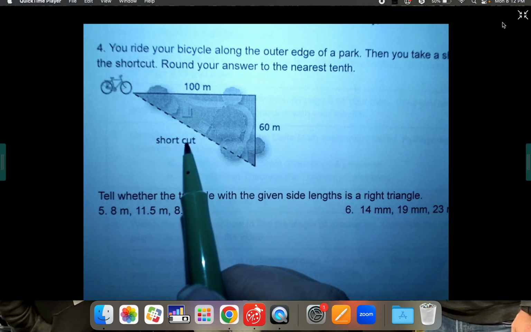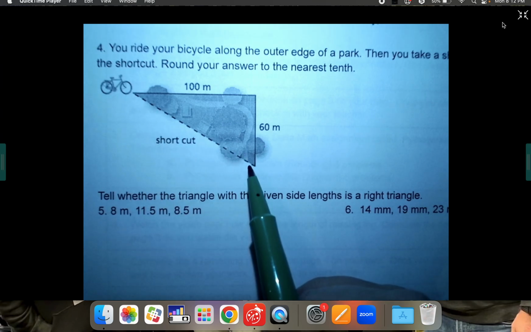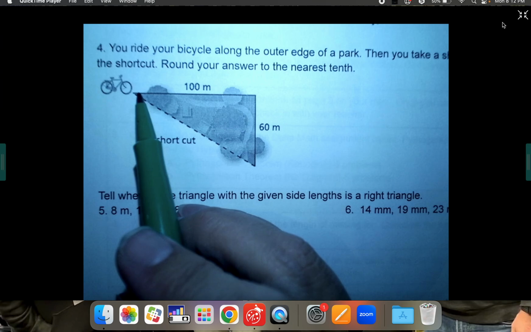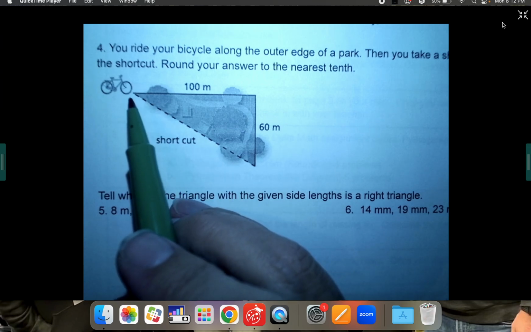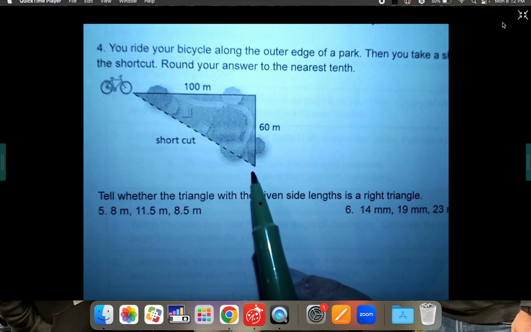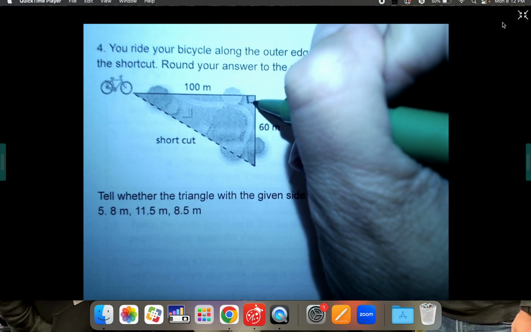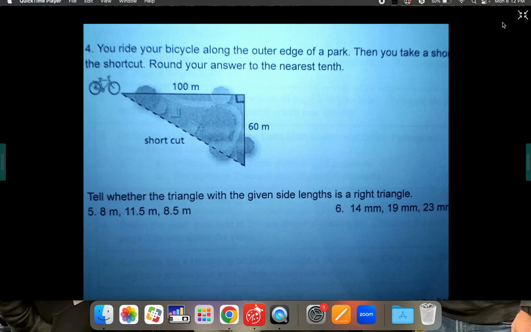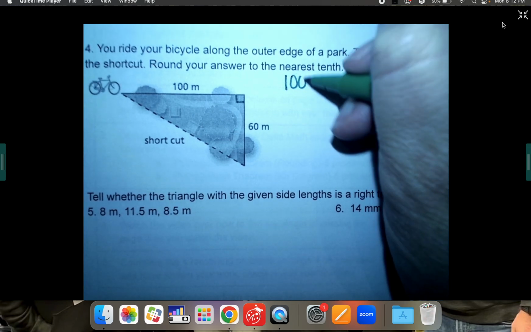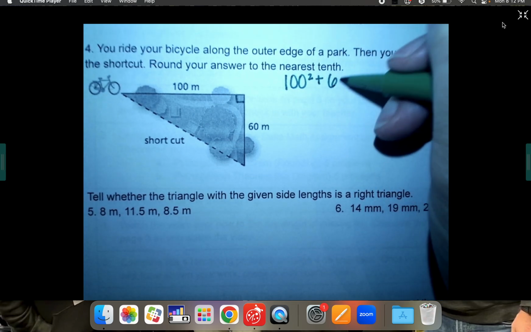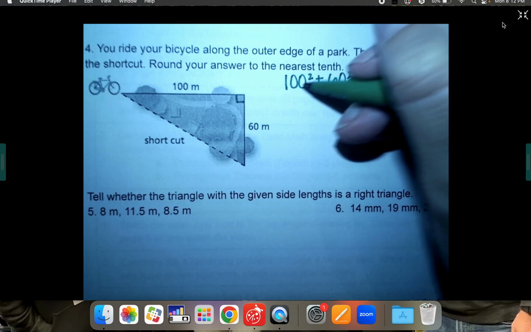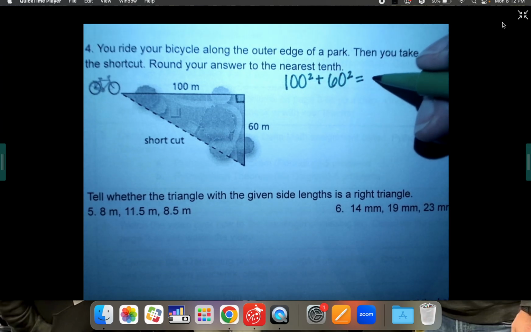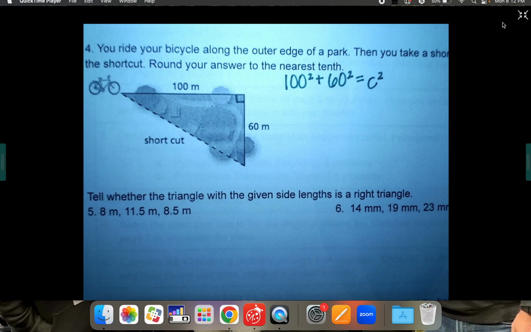Even though it says shortcut, it's a shortcut because you don't have to go back 60 and then plus 100. You can cut across, but it's not the short side. It's actually the longest side. This is your right angle. So the shortcut is your hypotenuse. So I'm going to add the 2 leg lengths. I'm going to square them first and then add them. So 100 squared plus 60 squared is equal to our C squared side.